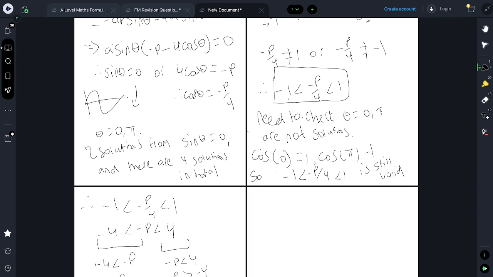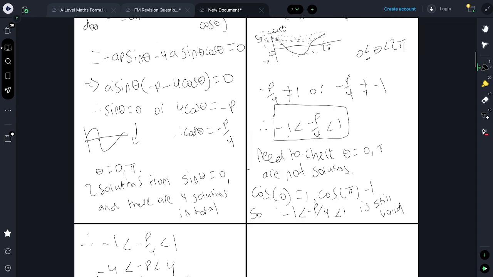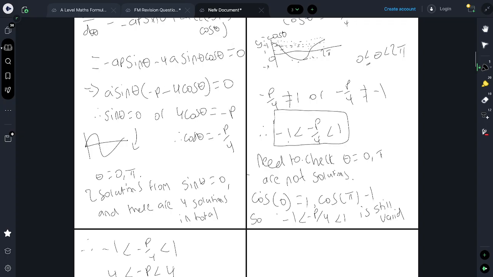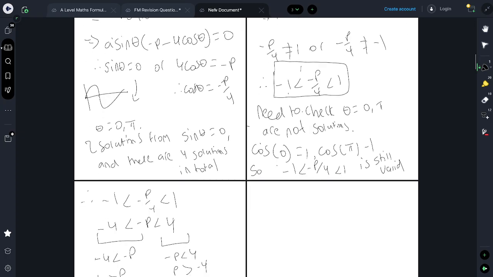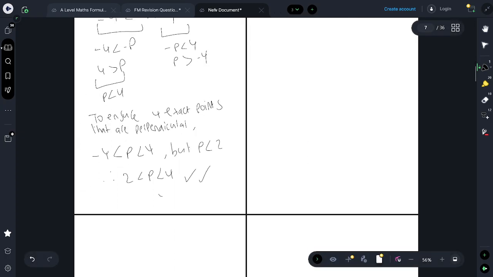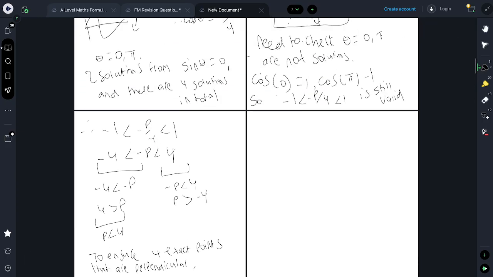So then you essentially just need to consider when you get 4 solutions. Sine theta equals 0 should be easy enough, and then cos theta is equal to this. You're going to need 2 solutions in the range of 0 to 2 pi, so it has to be between minus 1 and 1, which is where this happens. And then you do some work to show p is between 2 and 4. Hopefully, that shouldn't be too bad now.